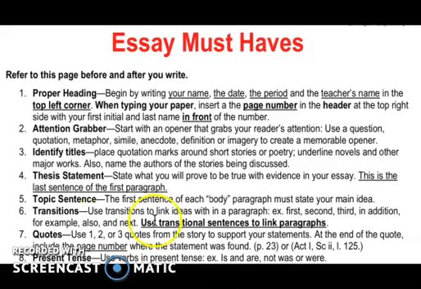Transitions are important to have in your writing, so it helps the reader follow the logic of your ideas. So first, second, third. I often use in addition, for example, also, next, and finally. When you're quoting for your extended paragraph, you only need 1 quote. 2 quotes is fine. In my sample, I used 5, but you do not need to use 5.